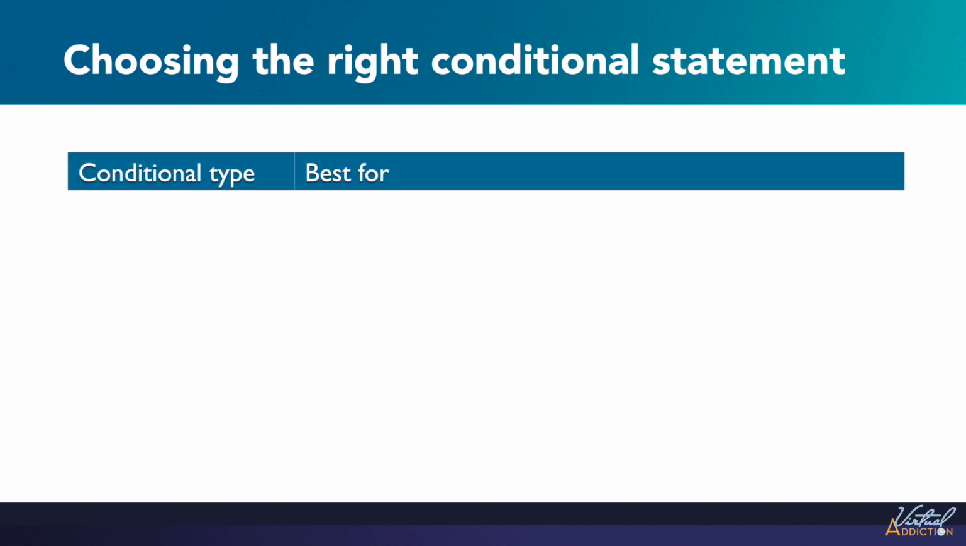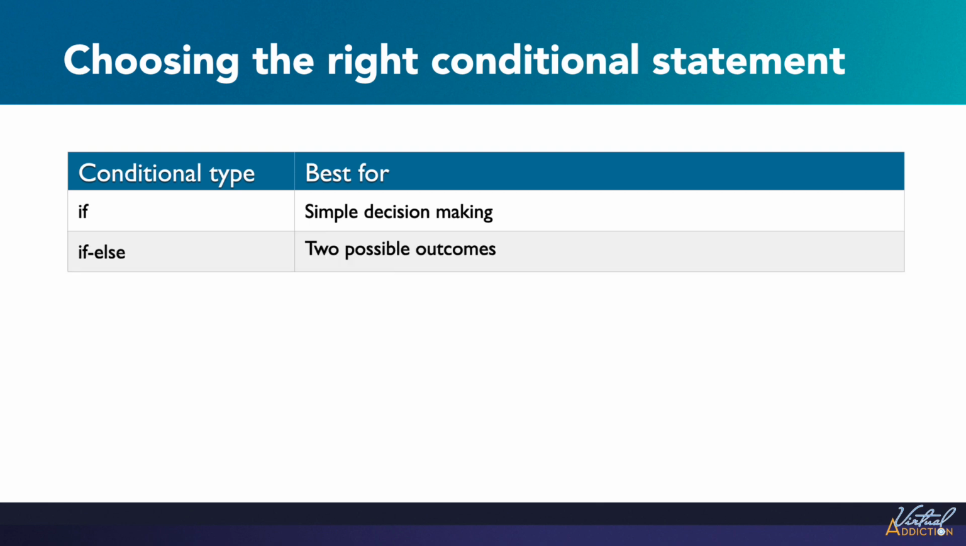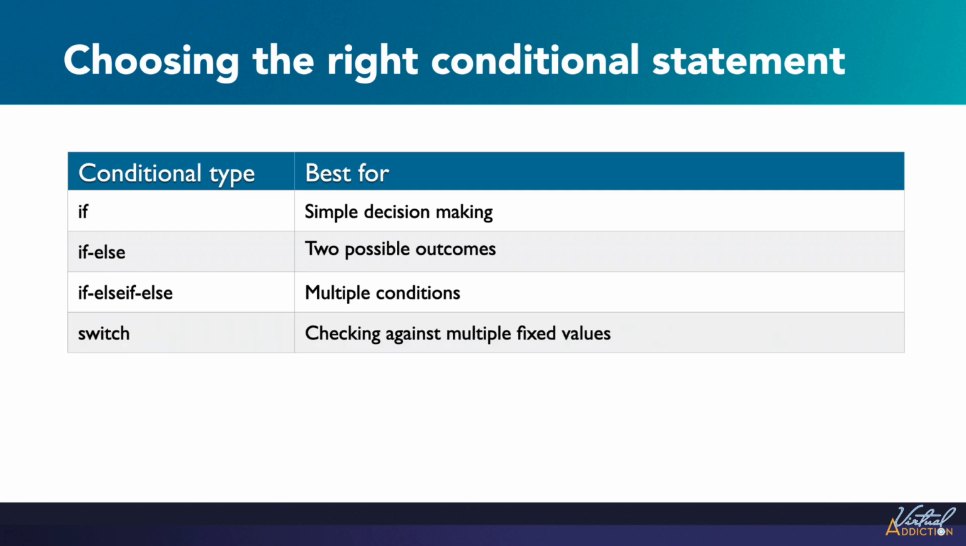I've set up a table here that states what the condition types are and what they are best used for. So the if statement is best for simple decision making. The if-else is going to always give you two possible outcomes. This is often used for simple true-false decisions. The if-else if is great for multiple conditions. The switch statement is great for checking one variable against many fixed values. And the ternary operator is a good choice for short, simple conditions.